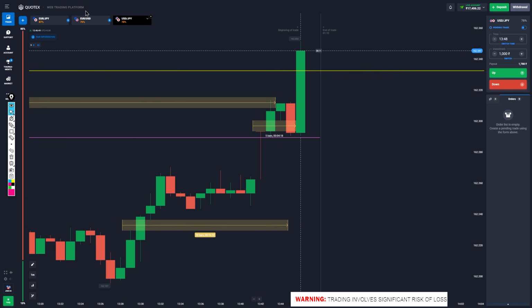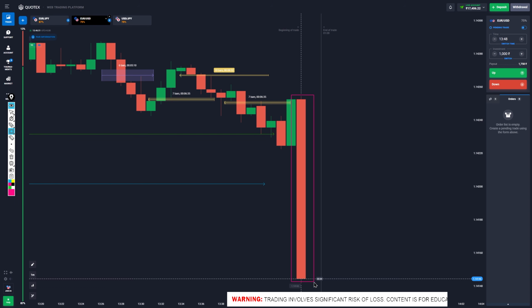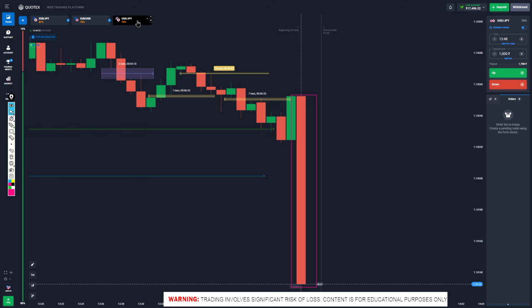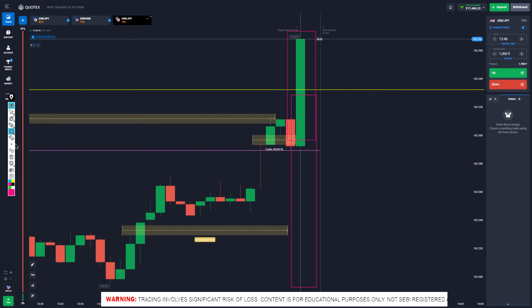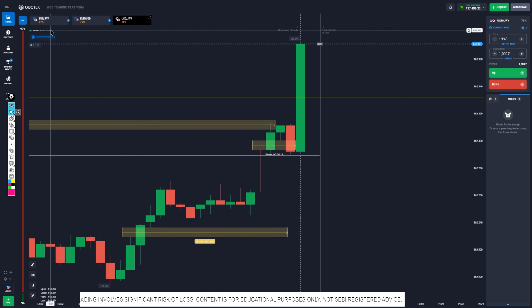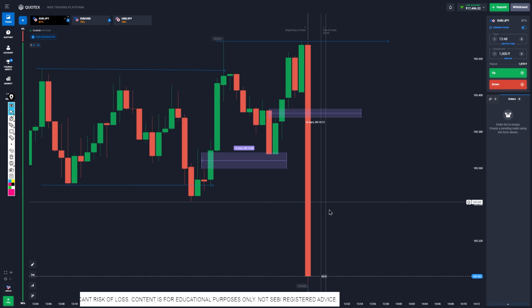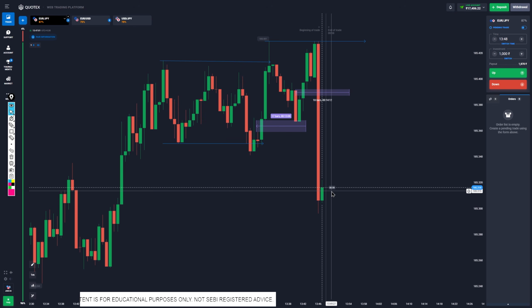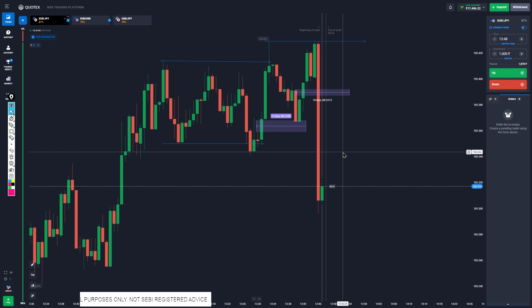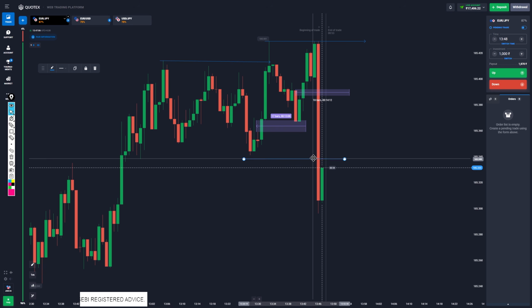See here, previously we discussed there is some fundamental news. That's why we are getting a lot of big candles here. See, in every currency pair there is a very big momentum. We can't expect these candles from technical analysis. This is because of the fundamentals. So I need to wait for some time.